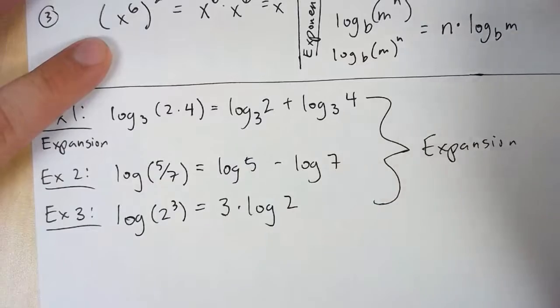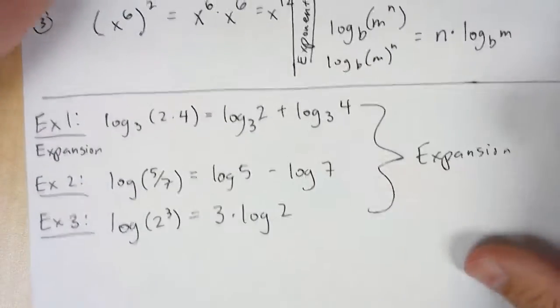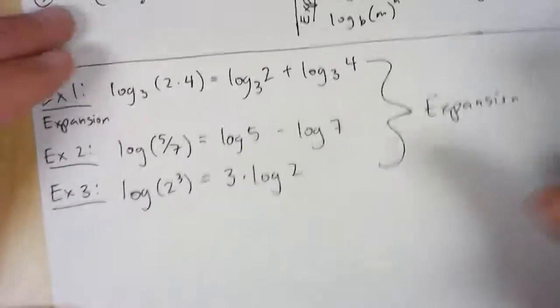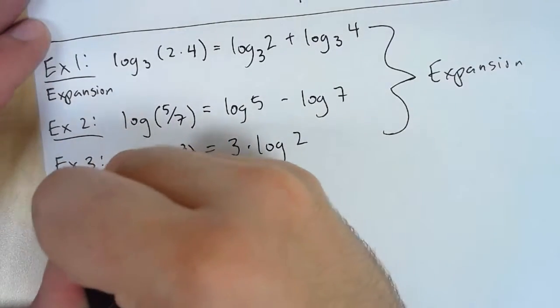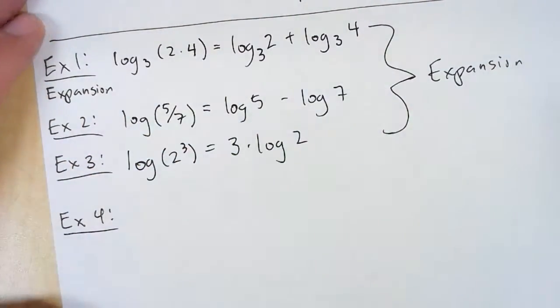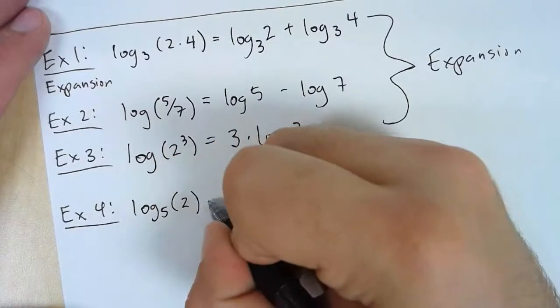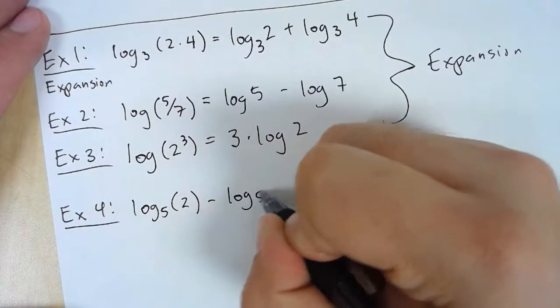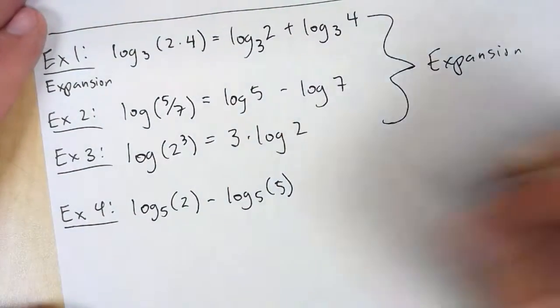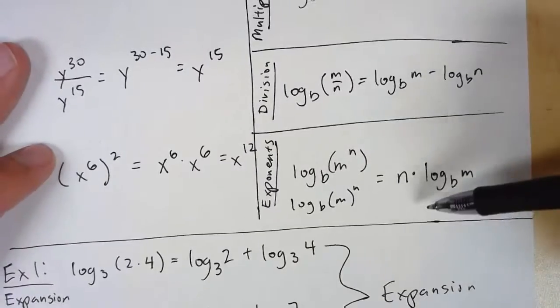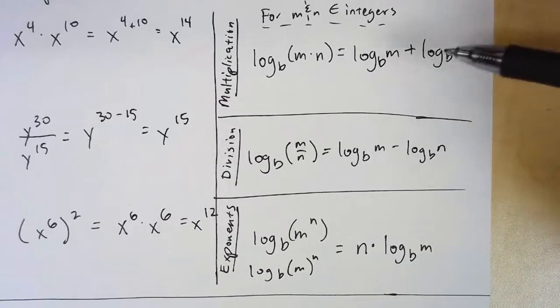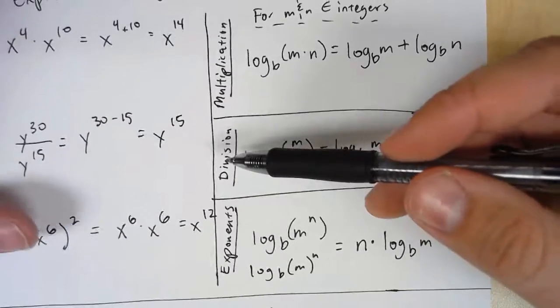Okay, so these 3 were the expansion ones. Let's also do some that are called condensing. So example 4 is to condense. So we're going to say log base 5 of 2 minus log base 5 of 5. So we look up here on the right side now. It looks like we have subtraction in the middle here. So go see. That is addition, that is subtraction. This is going to be division.